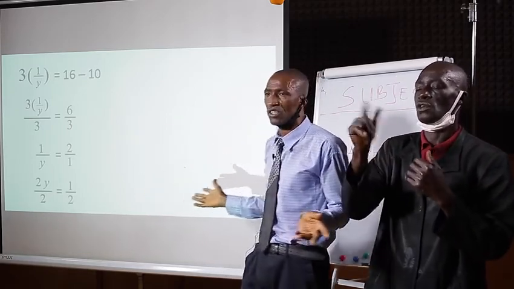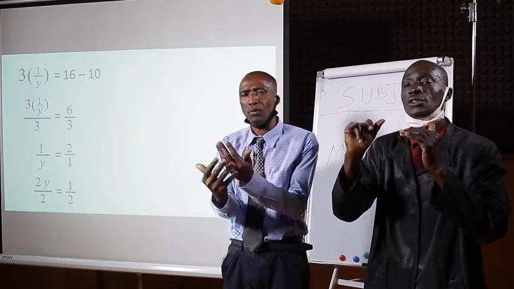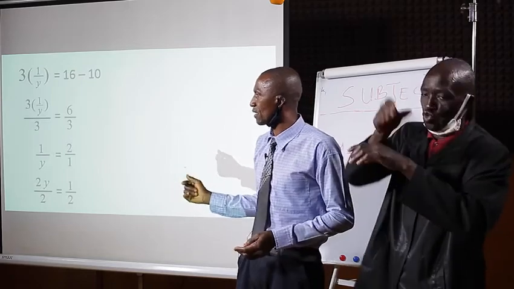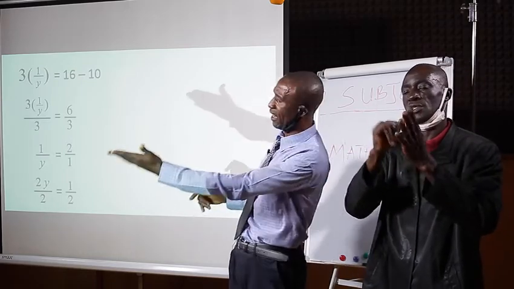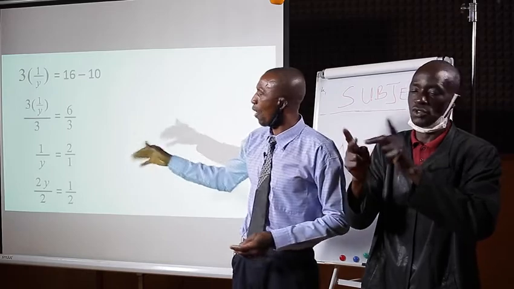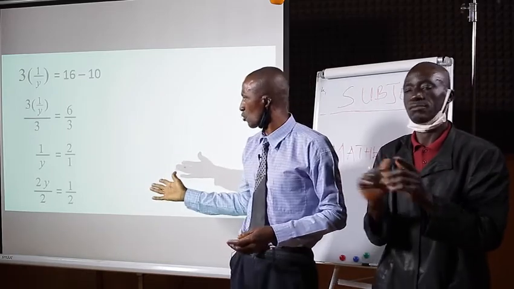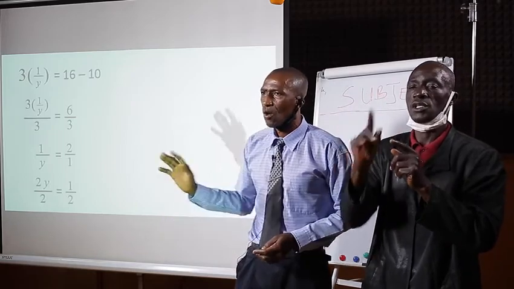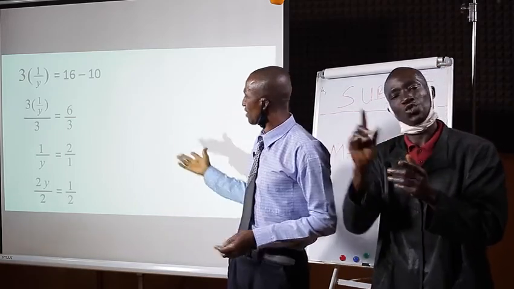How can I get the corresponding value of y? Of course, I'm going to cross multiply. And by doing that, y times 2, the left, the answer is 2y. And 1 times 1, the right, the answer is 1.